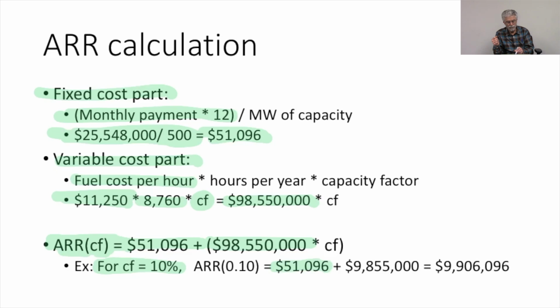Well, we have the $51,000 fixed cost part. At 10% capacity factor, our fuel costs are $9,855,000. And so our total annual revenue requirement at 10% capacity factor is $9,906,000 for this power plant. So if we're going to run this power plant at 10% capacity factor, then we're going to need to make $9,906,000 a year in order to justify building the power plant.